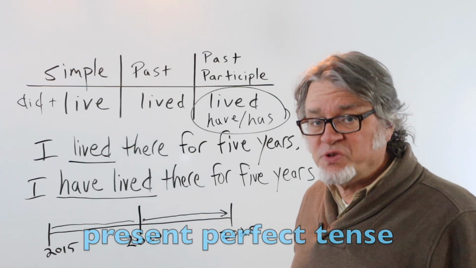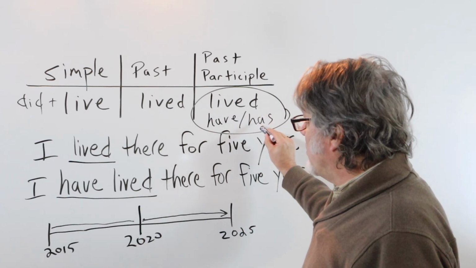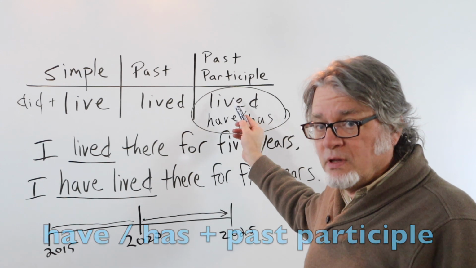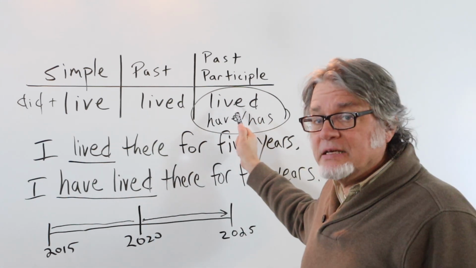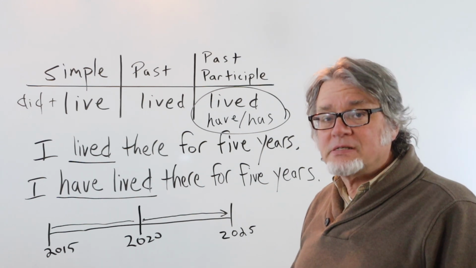When forming the present perfect tense, you always use have or has, and then the past participle. We use this for questions, negatives, and affirmative statements.